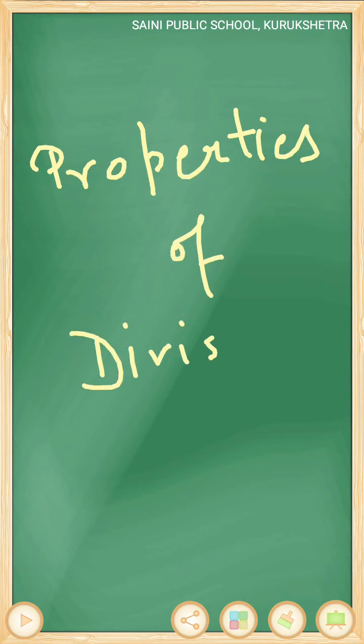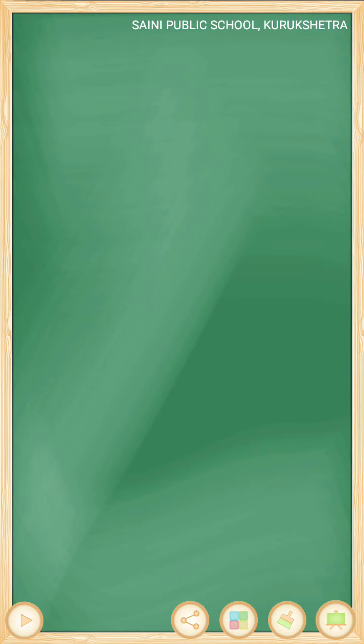Students, you have already learned about division. Now we will discuss some properties of division. You know what is division? Division means equal grouping or equal distribution of a quantity. You know there are four numbers in division.